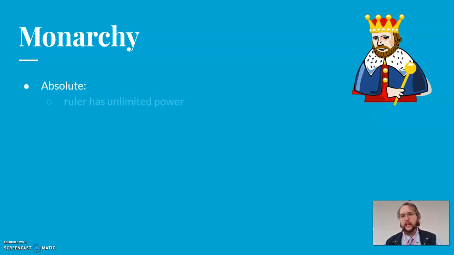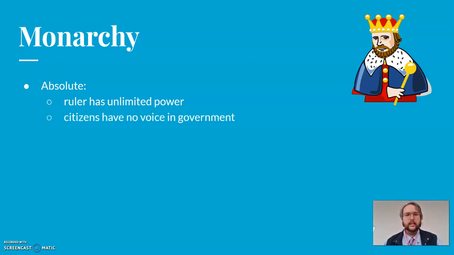In an absolute monarchy, the ruler has unlimited power. He or she can do and say whatever they want. They have complete control. That's why it's called absolute. So the ruler has unlimited power. Citizens have no voice in government in an absolute monarchy. Citizens do not have protected rights.